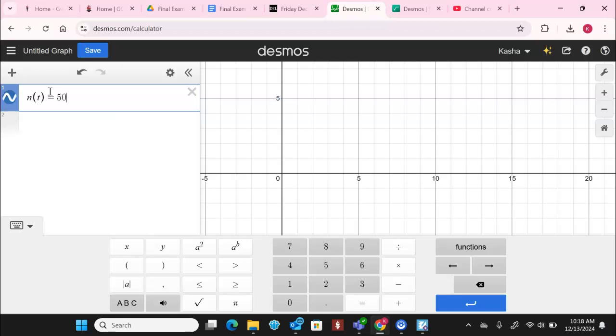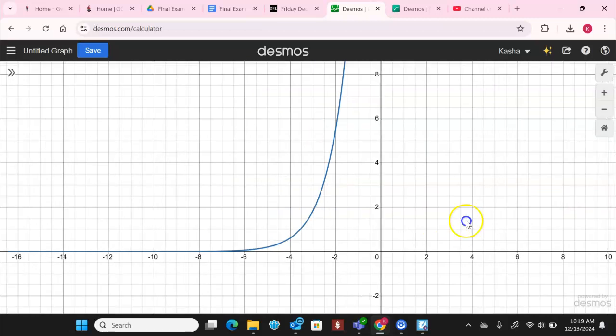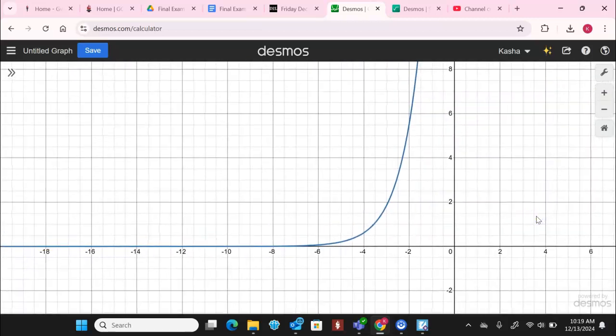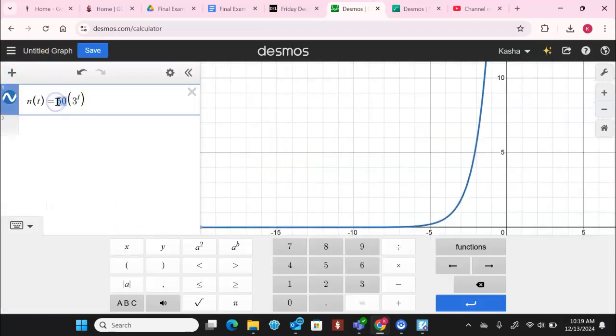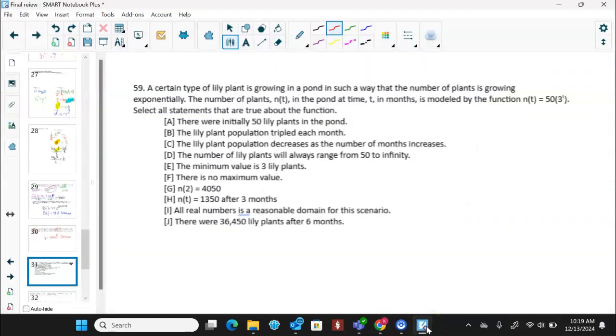So 50 times 3 raised to a t, this way. So this is your function. Now, some of the questions that it's asking is to select all the statements. There were initially 50 lily plants in the pond. Well, looking at this function right here, this is your initial value. So this is a correct statement.